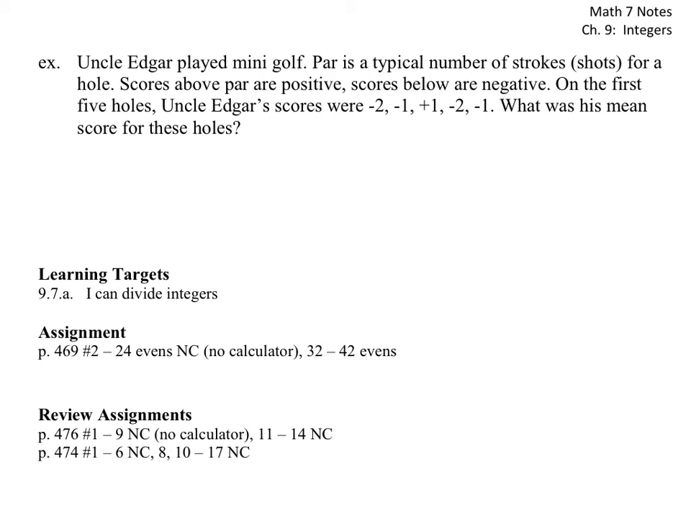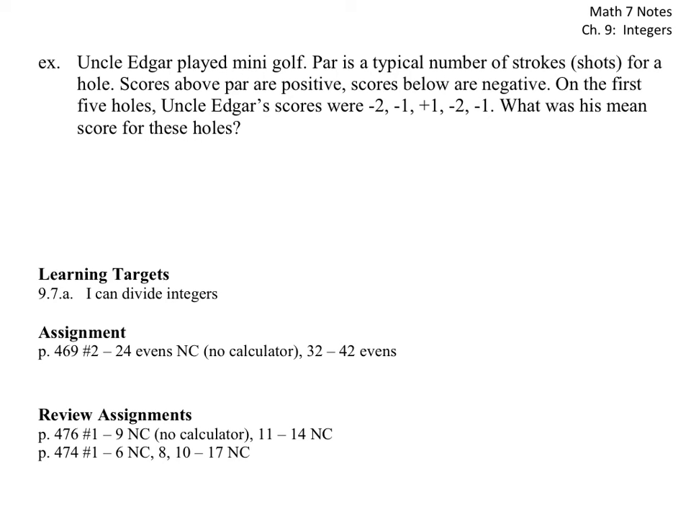Okay, Uncle Edgar played mini golf. Par is a typical number of strokes or shots for a hole. Scores above par are positive, scores below are negative. On the first 5 holes, Uncle Edgar's scores were -2, -1, 1 above par, 2 below, and 1 below. What's his mean score for these holes?